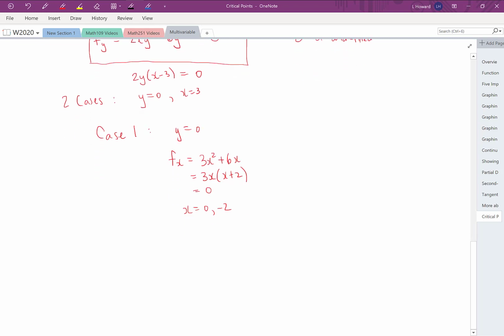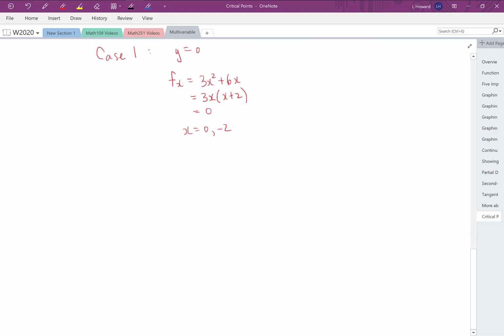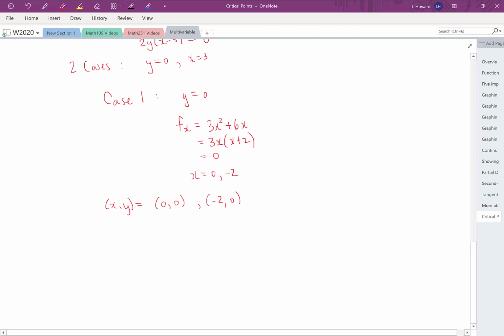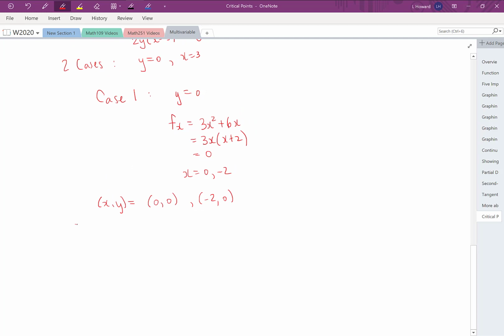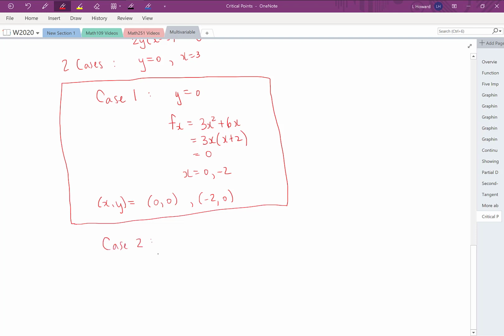All right, now since we're talking about points, it's really best to record these as ordered pairs x, y. Remember that within case 1, y is equal to 0. So one option would be 0, 0. Another option would be negative 2, 0. So I'm going to put a box around that because that's the end of case 1, and then we'll take a look at case 2. All right, so we got 2 critical points so far. Let's see how many more get added on here by looking at the other case.